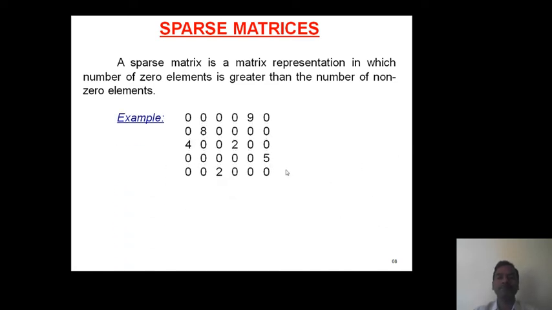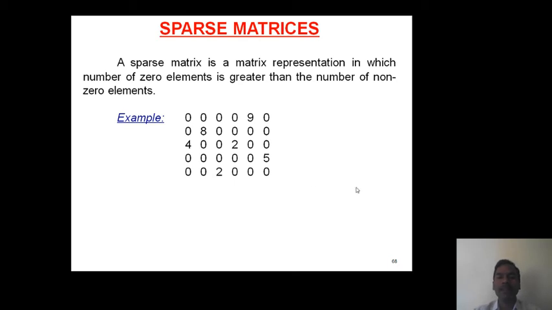This example. Now observe this matrix format. Here it consists of 5 rows and 6 columns. So 5 into 6, 30 elements are available. But here the number of non-zero elements are 1, 2, 3, 4, 5, 6. Only 6 elements are available as non-zero and 24 zero elements are available. So the number of zero elements is greater than the number of non-zero elements. This type of matrix is referred to as sparse matrix.